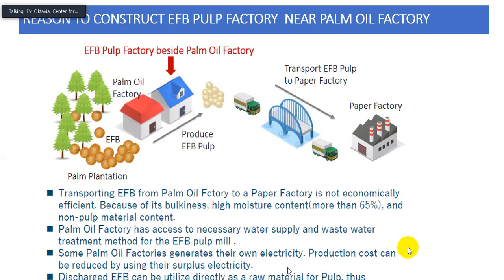Some palm oil factories generate their own electricity, and this is a very good potential for producing EFB pulp. And production costs can be reduced by using their surplus electricity. Discharge of EFB can be utilized directly as a raw material for pulp, thus preventing it from piling up.